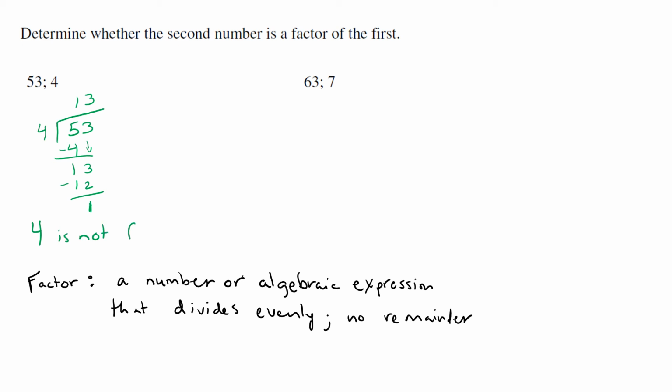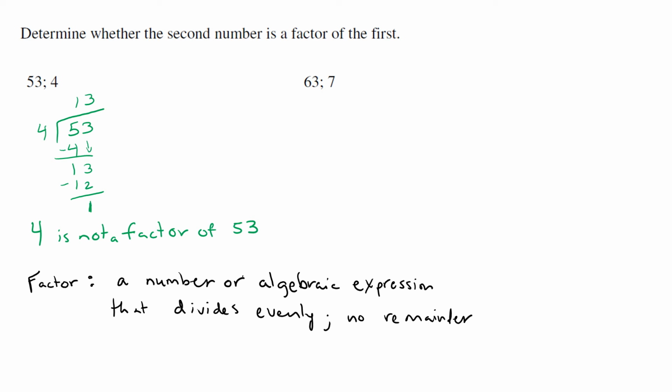Another thing to note there is that 4 is an even number, 53 is not. And so 4 will not divide evenly into an odd number. So 4 is not a factor of 53.